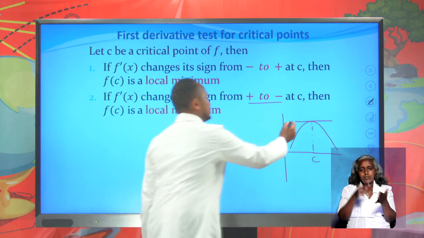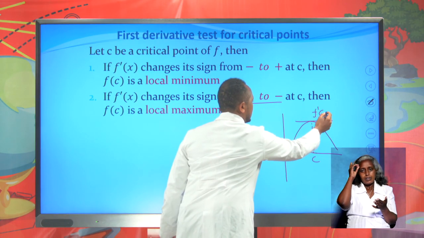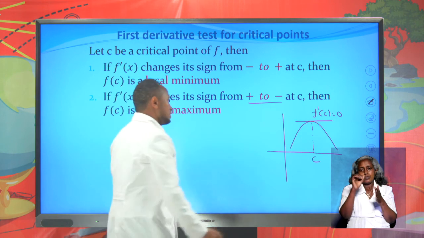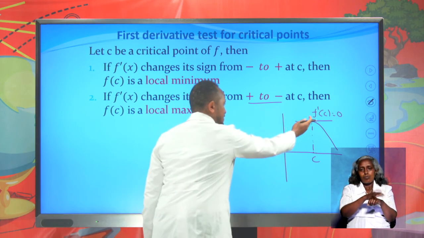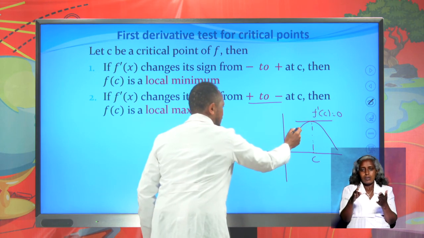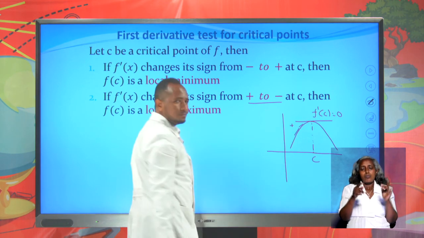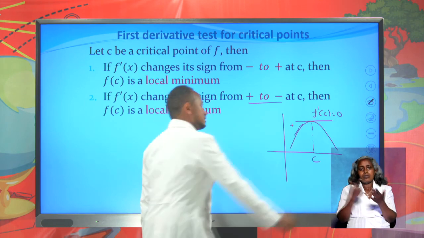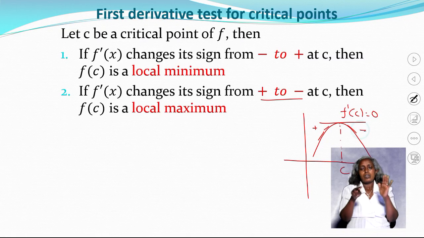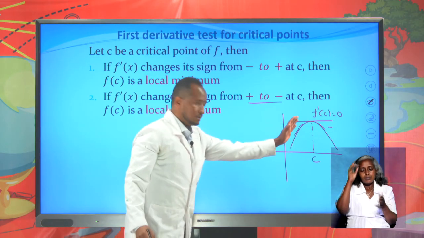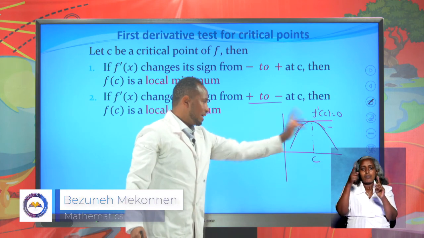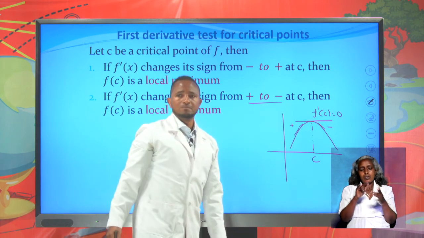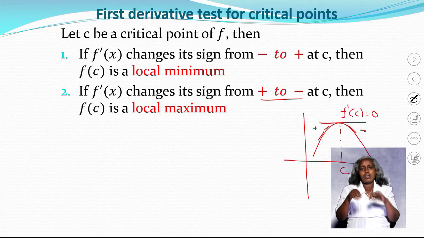At this point, the derivative of the function at c is 0. So this is a critical number. The slope of the tangent line to this graph from the left side is positive. And the slope of the tangent line to the right of the critical number will be like this, therefore it is negative. So the derivative of the function is changing from plus to minus at the critical point. Therefore, this point is a local maximum point of the given function.